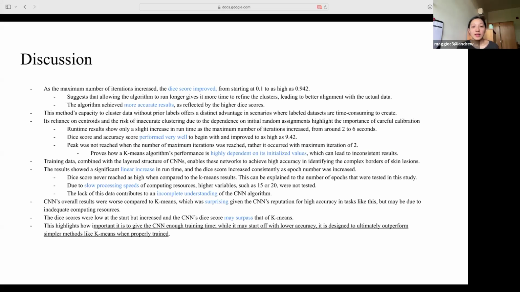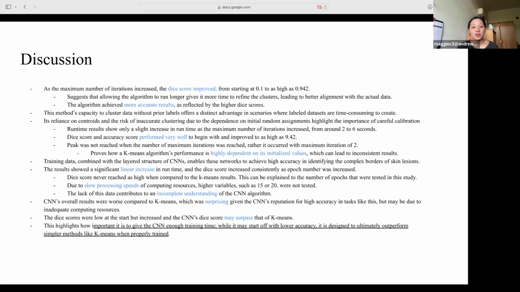This method, as in the k-means capacity to cluster data without prior labels, offers a distinct advantage in scenarios where labeled datasets are time-consuming to create. However, it does have its disadvantages, as its reliance on centroids and the risk of inaccurate clustering due to the dependence on initial randomized assignments highlight the importance of careful calibration.